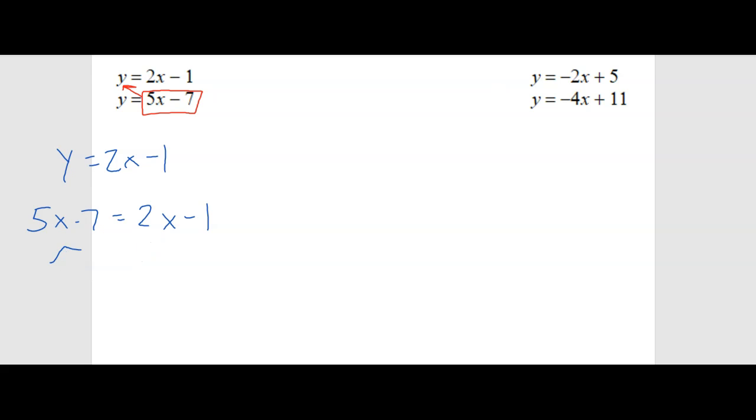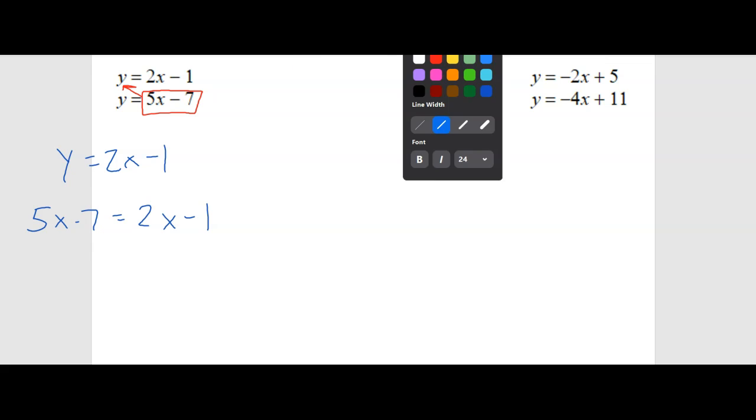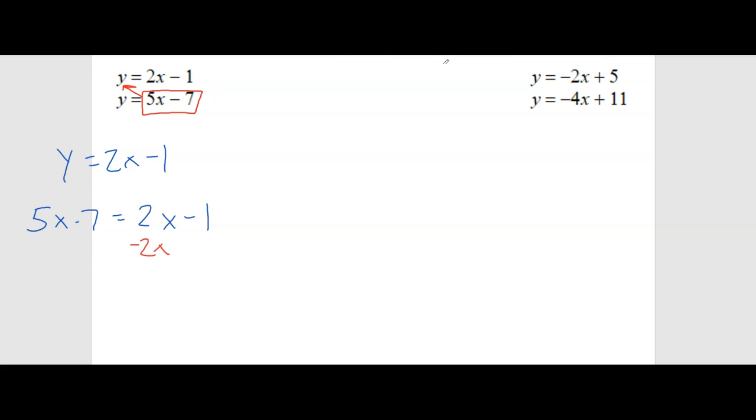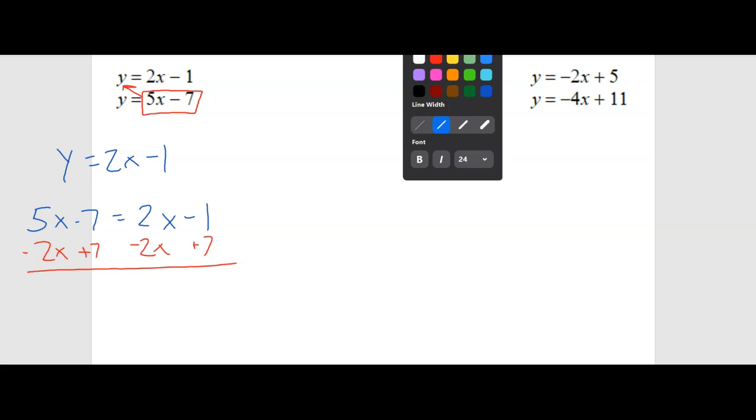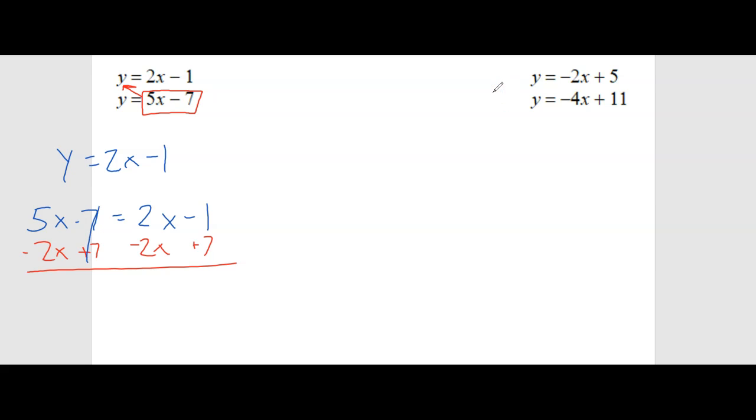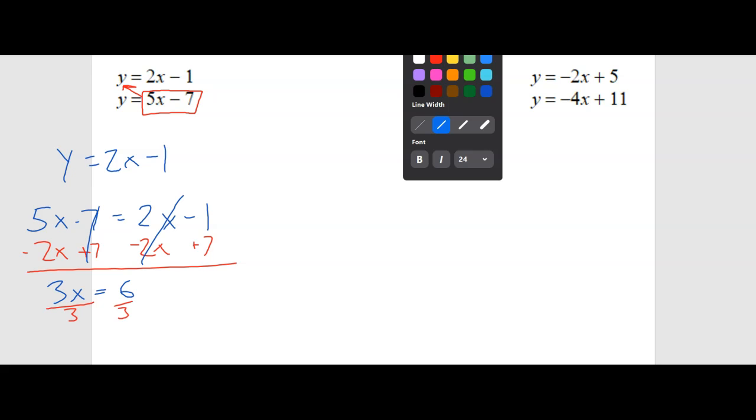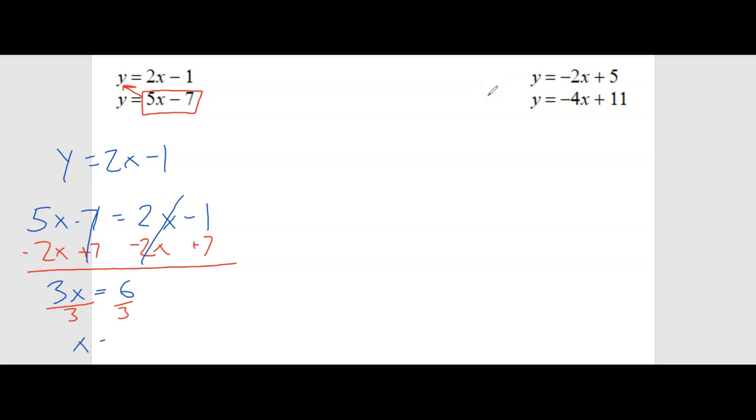So when you solve this, you're still going to get the same thing for x, right? Subtract 2x from both sides. I'll do this all in one step. And we're going to add 7 to both sides as well. So these simplify, and I'm left with 3x is equal to 6. Divide by 3, and I get x is equal to 2. So again, it didn't matter which equation you substituted in for, you got the same answer.